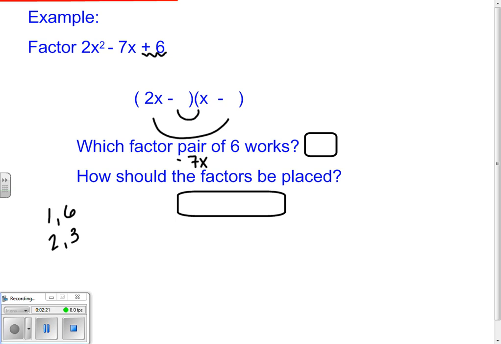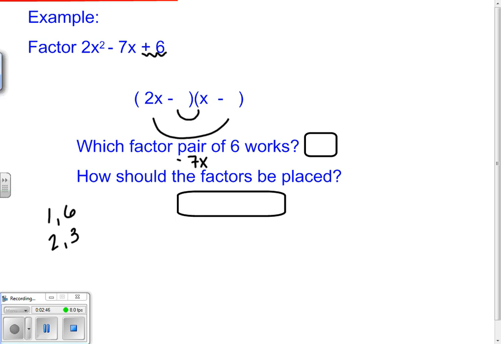So I'm just going to randomly guess 1 and 6. I get a 1x for my inner product and a 12x, I ran out of room, for my outer product. That will never give me a negative 7, so I guessed wrong. If you guess that wrong, you can try switching them. Make this a 6 and make that a 1. The inner product is 6x and the outer product is 2x. I'm still not going to get a negative 7, so it's not 1 and 6.